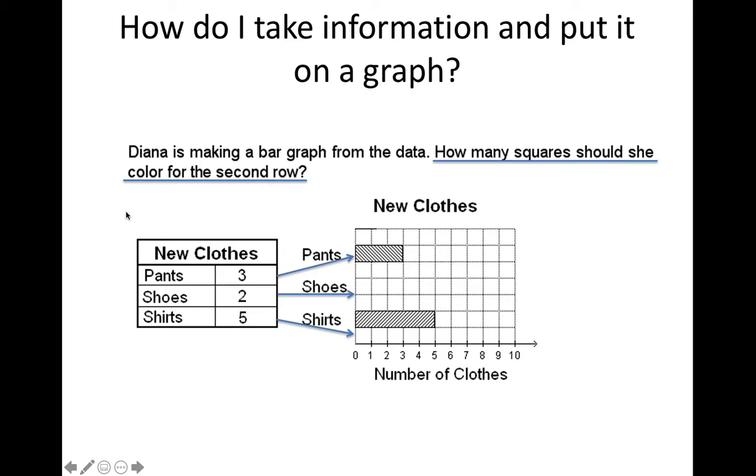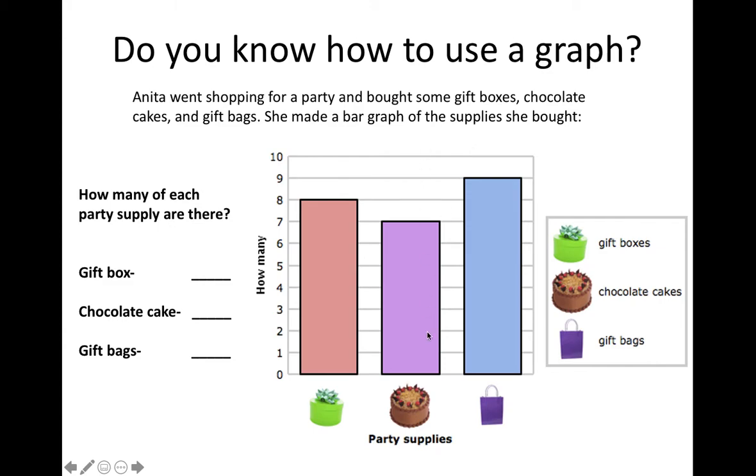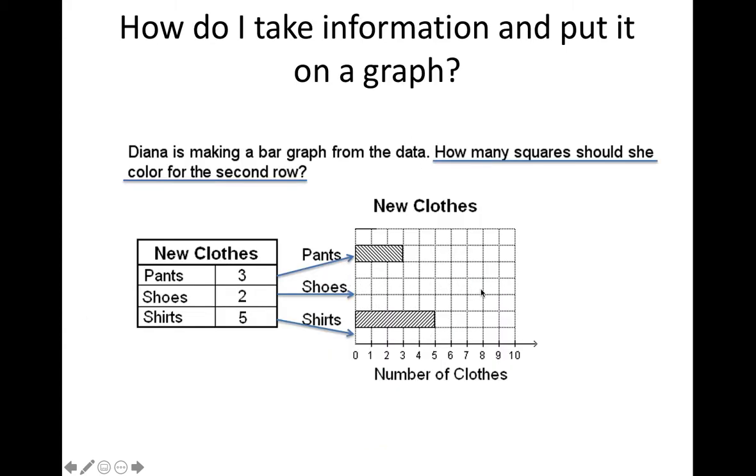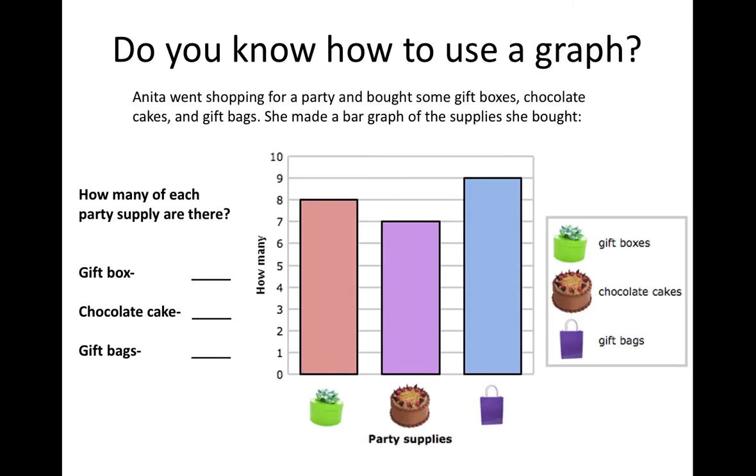Now, how can you take information and put it on a graph? So this is also a bar graph, except they just kind of flipped it. So ours is going up and down in this one, and in this picture it's going from side to side. This is just another way that you can draw a bar graph. So this problem says Diana is making a bar graph from the data right over here. How many squares should she color for her second row? So this bar graph is about new clothes. If you see in my other example over here, this bar graph was about party supplies.